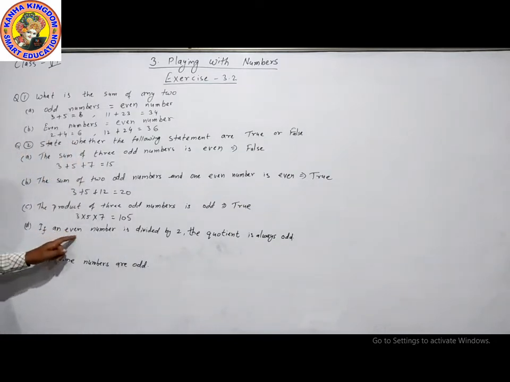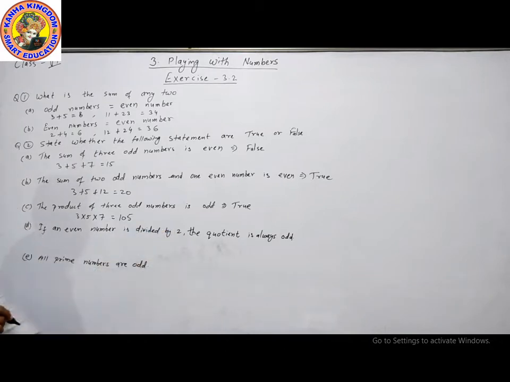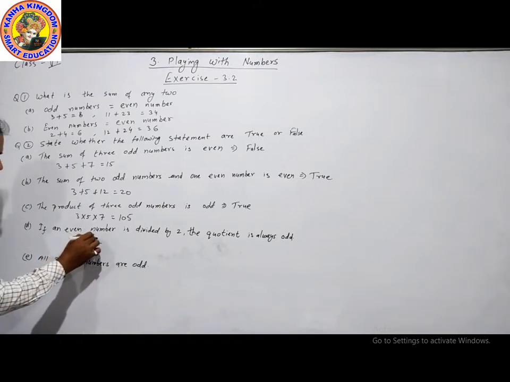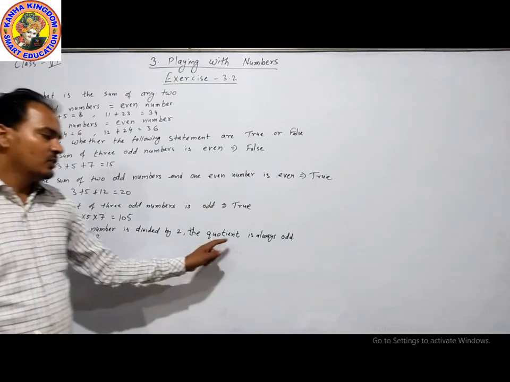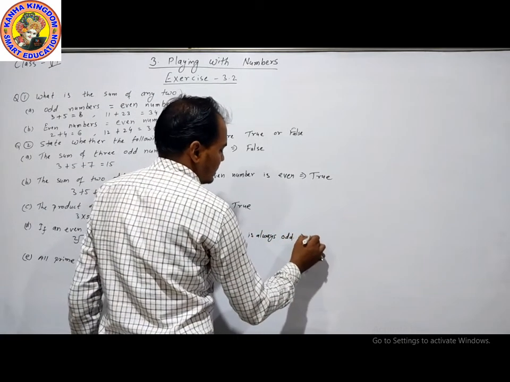If any even number is divided by 2, the quotient is always odd. 8 divided by 2 is 4, 10 divided by 2 is 5, 16 divided by 2 is 8, 0 divided by 2 is 0. Is 0 odd? No, 0 is even. So this is false.